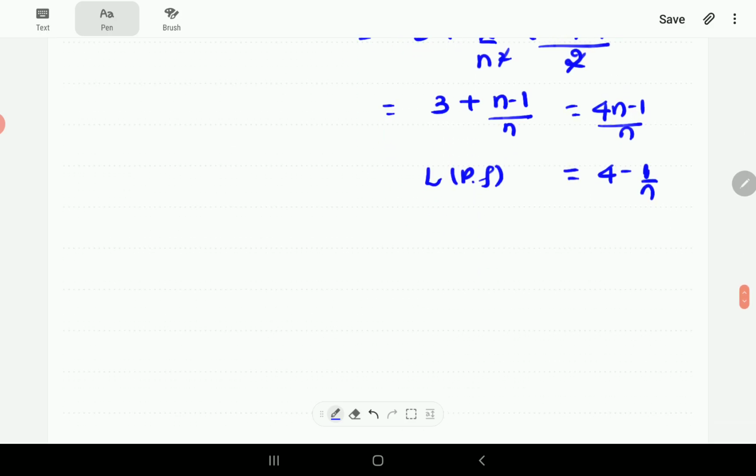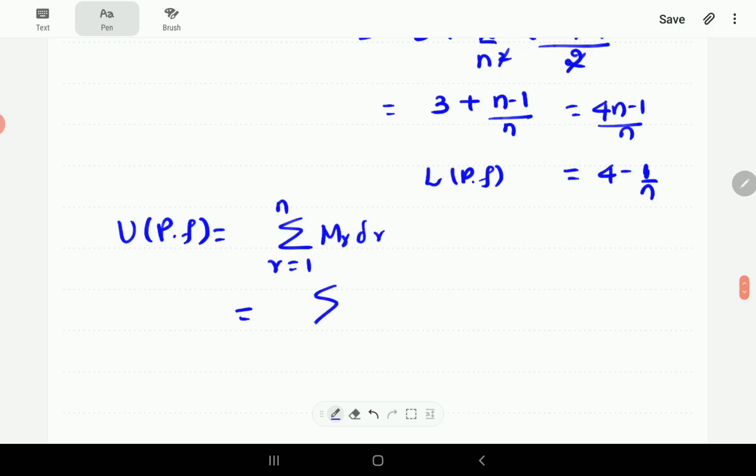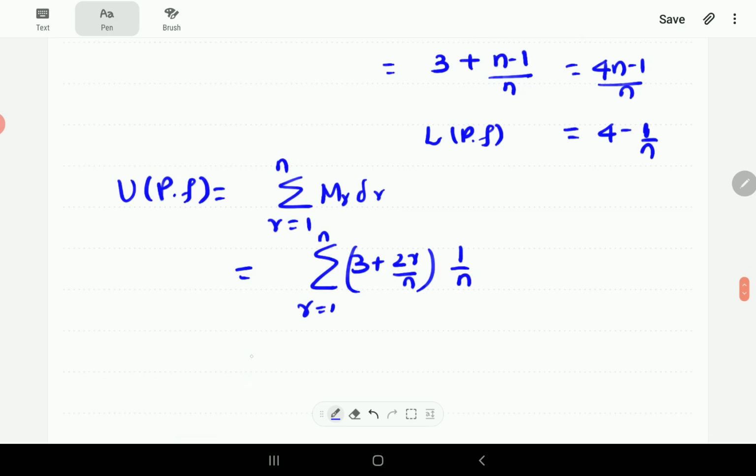Now let us write the upper Darboux sum. This is equal to summation capital M_r delta r. When you're doing this, you have to be very careful with the signs. So this is equal to summation of 3 plus 2r upon n. This is our capital M_r, and delta r is 1 by n, where r is running from 1 to n. Now in this case, if n is the LCM, it is simply 3n plus 2r upon n into 1 by n.